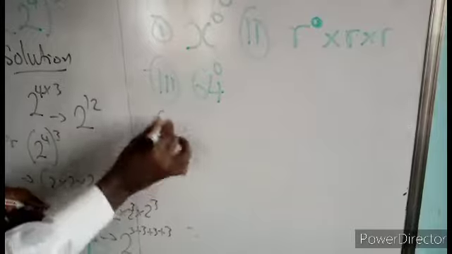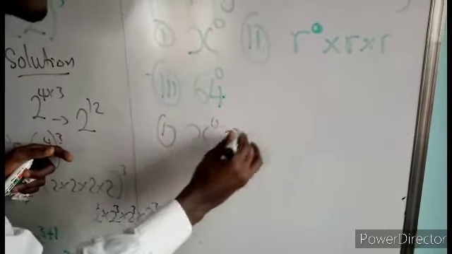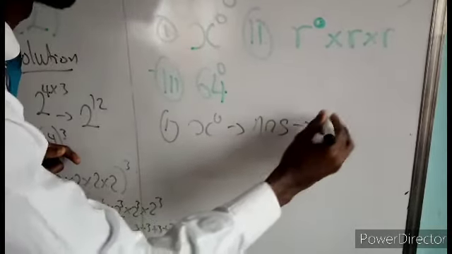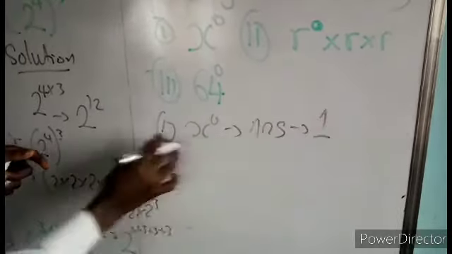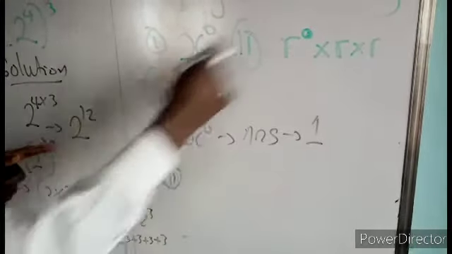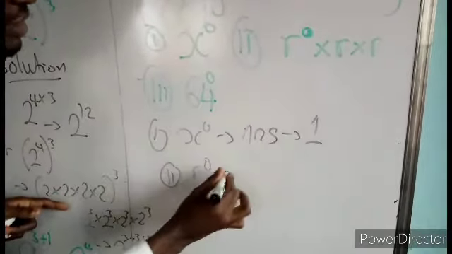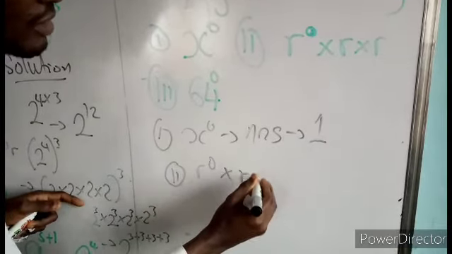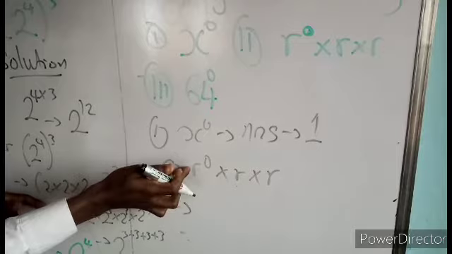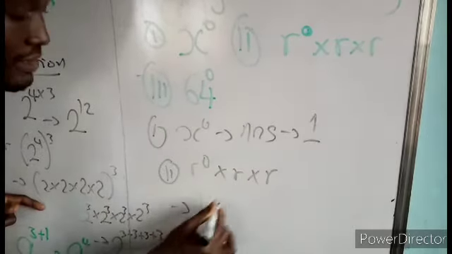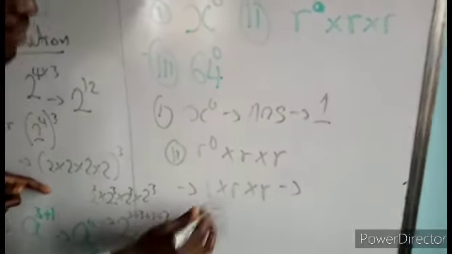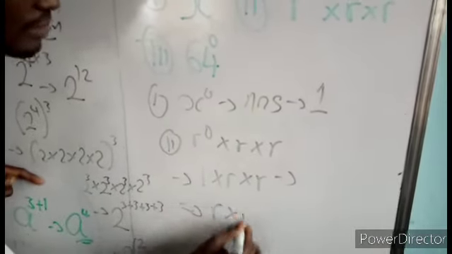Now let's deal with this. Number one, we have x raised to the power 0. Remember I said it, anything raised to the power 0, the answer is what? 1. So my answer is 1. Then the second one, let me make it very fast: r raised to the power 0 times r times r. We've said it, anything to the power 0 is 1. So this r raised to the power 0 is going to be 1, times r times r. Now 1 times r is going to give us r times r.